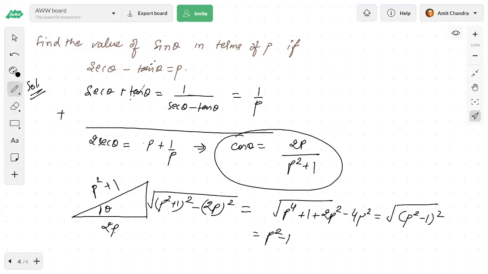So here I will write, this is sine theta. So this will be p square minus 1. So sine theta will simply become p square minus 1 upon p square plus 1.